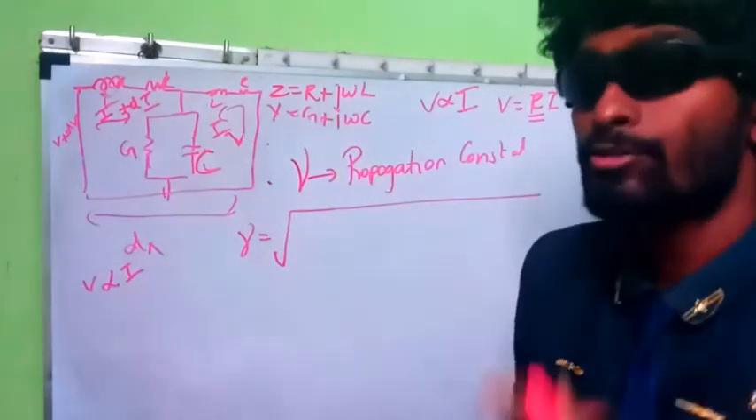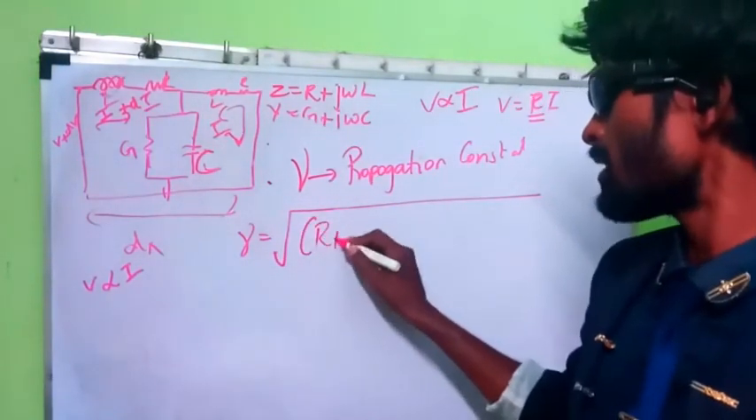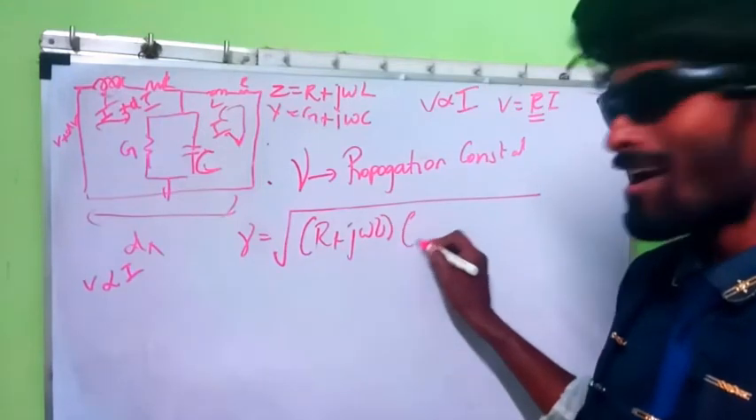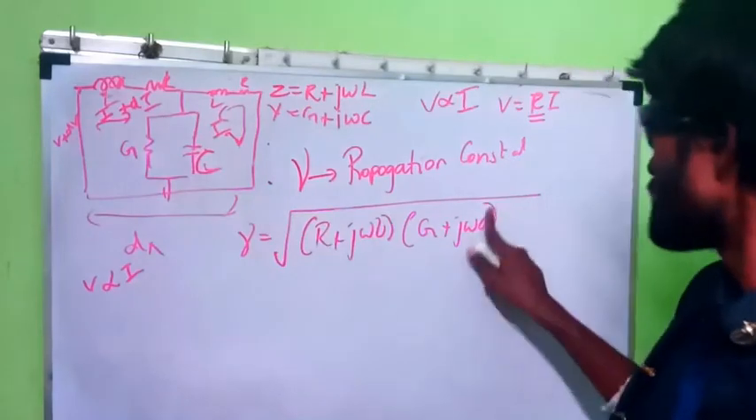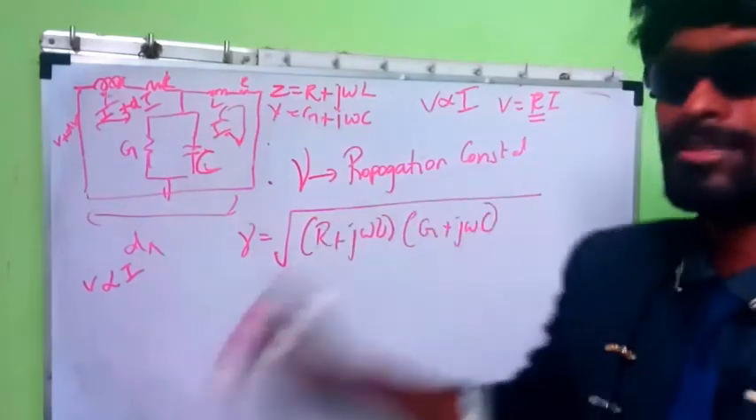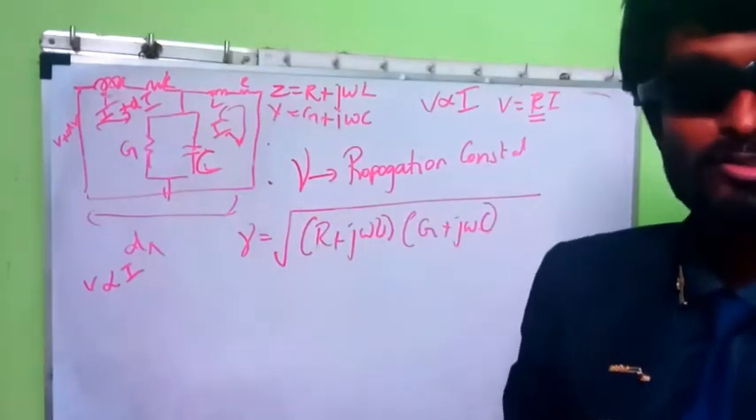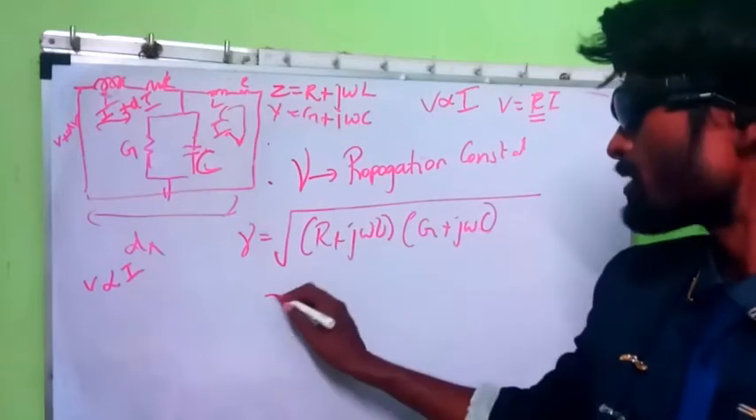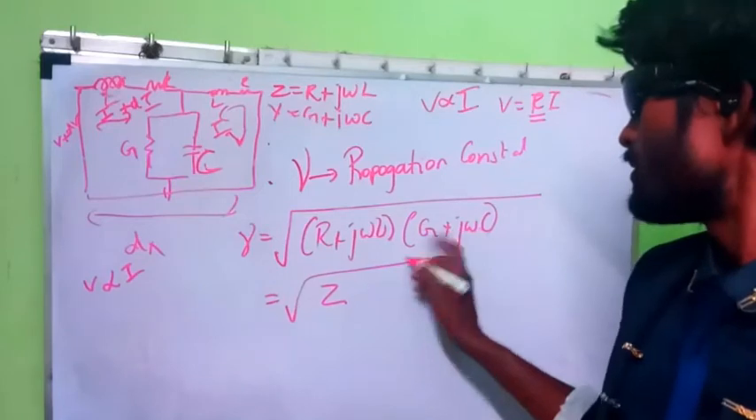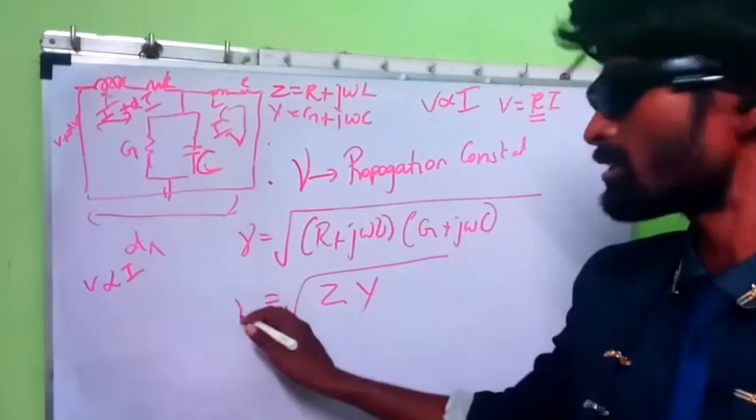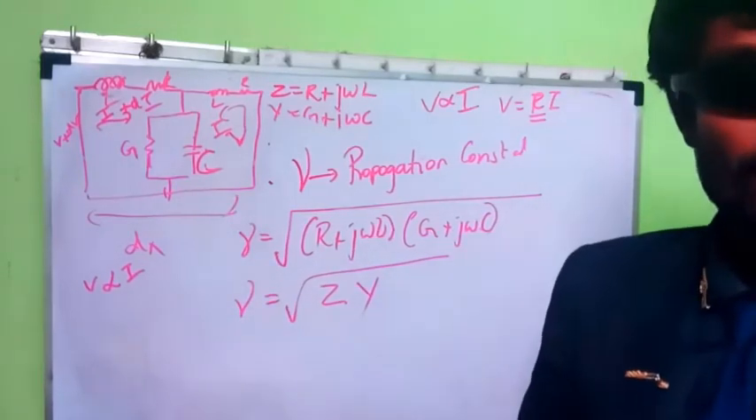I have two terms inside, R plus j omega L and G plus j omega C. You got me right? R plus j omega L, G plus j omega C. So these two must be in the root. What is R plus j omega L? It's said to be Z. And G plus j omega C is Y. Psi is the root of Z into Y, and that's the propagation constant. And that's very important right now.